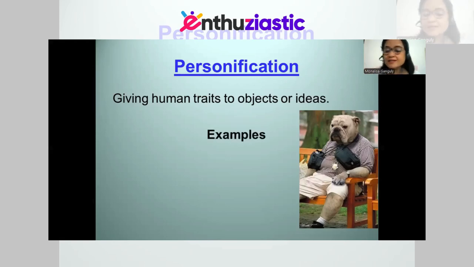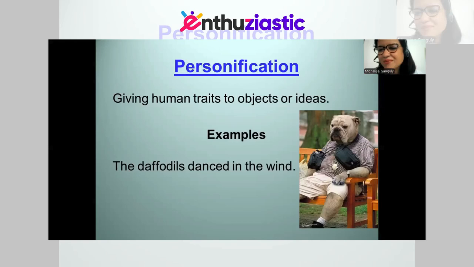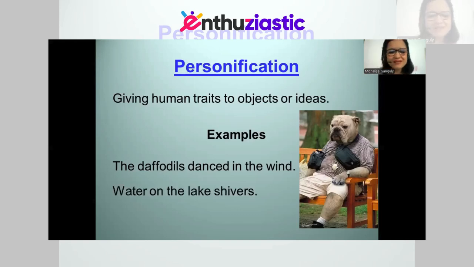Alright. See the examples. The daffodils danced in the wind. This is from a very famous poem by William Wordsworth. Daffodils are small yellow flowers. What's the literal meaning of this? That the daffodils are just swaying in the breeze. They are not dancing. Dancing is a human quality. But the poet has made it sound beautiful by saying the daffodils are dancing in the wind.